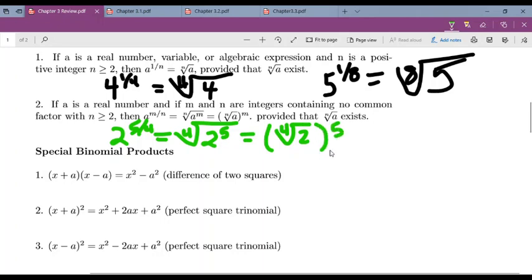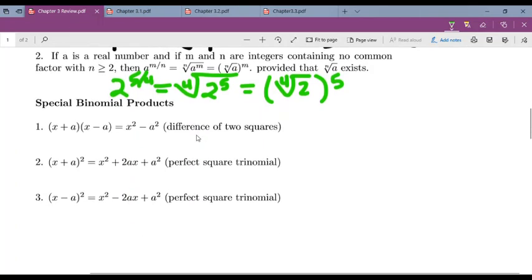The reason that switching these around might be helpful is that sometimes it's easier to simplify one way or the other. Sometimes it's easier to take the 4th root and then raise it to the 5th rather than raising it to the 5th and then taking the 4th root. Okay, especially if you're doing it by hand.